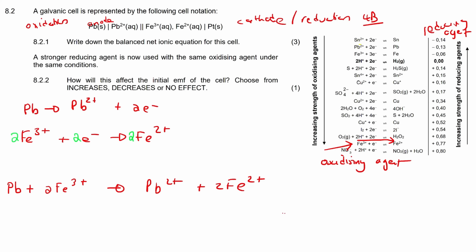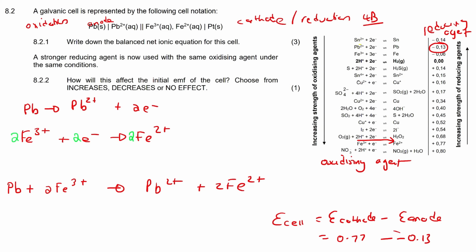or let's quickly remember that to calculate the cell, we always take the cathode minus your anode. Okay, now we know that the cathode is where reduction happens, so that was this one. So that's a 0.77, so we say 0.77 minus. Now the current anode value was negative 0.13, okay, so that ends up becoming a plus, right?